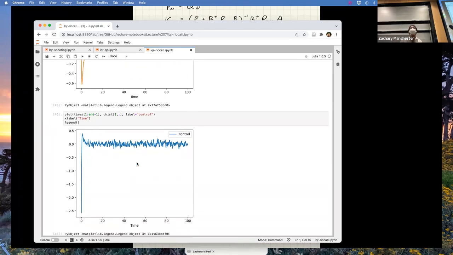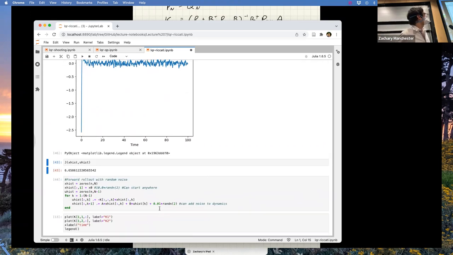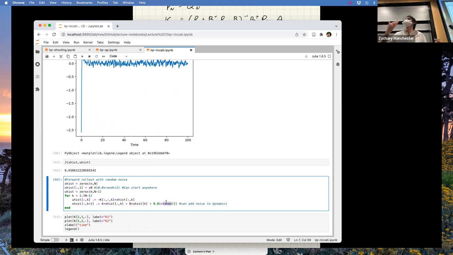Other requests? Let me try something. Yeah. Can the noise be a Gaussian or is it? So here it is Gaussian. So this randn is normal distribution. So I'm adding Gaussian noise here. I can add whatever I want to this, right? I can whack it any way I want. This feedback controller will always kind of push me back and stabilize the origin.